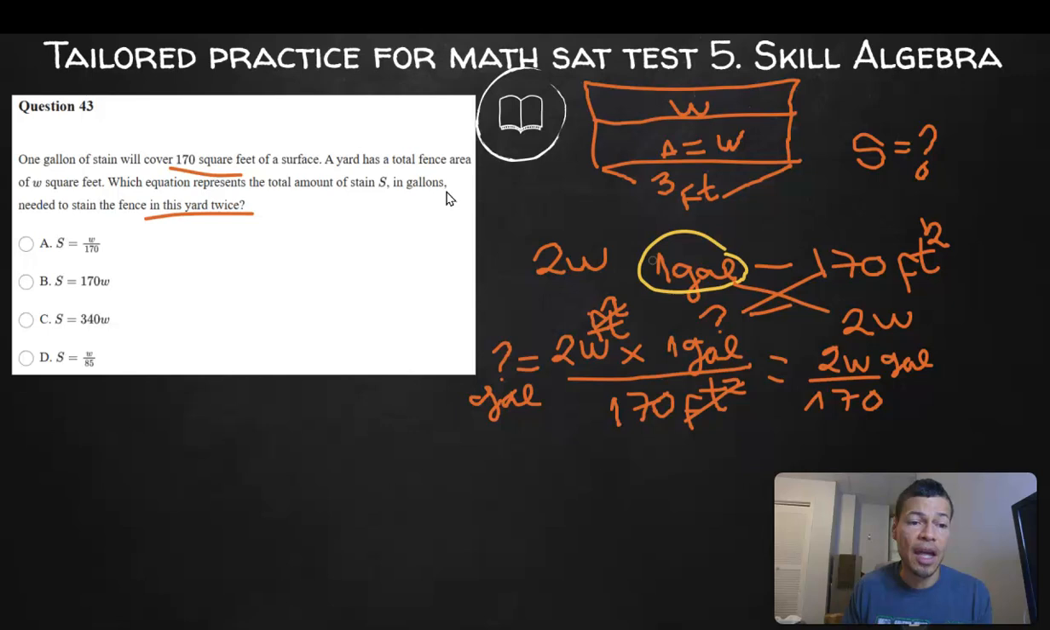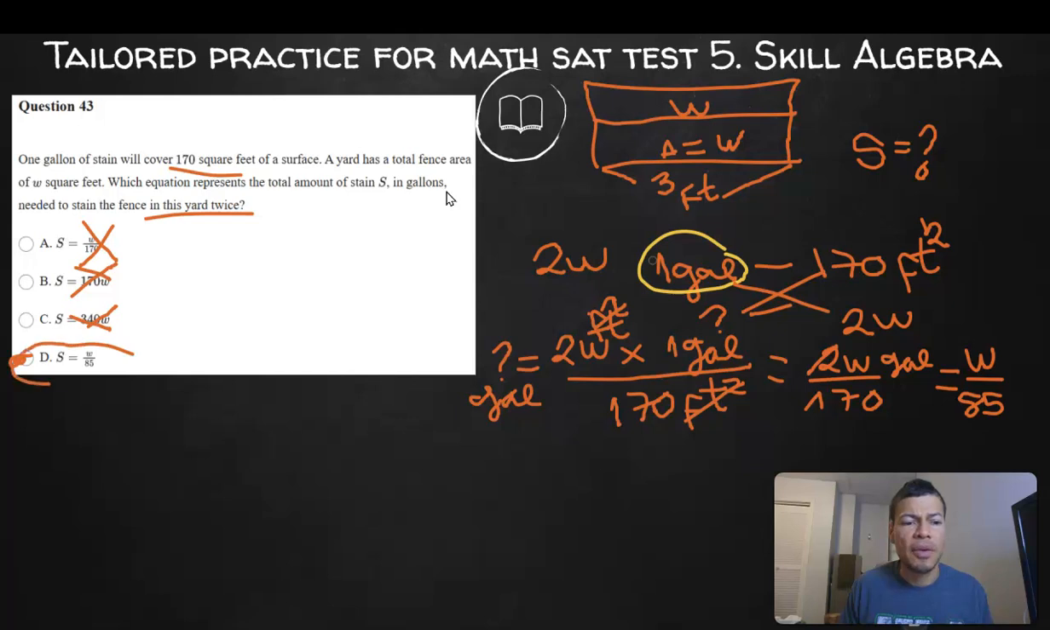Now I don't have 2W over 170 in my answer choices. It's not 170W. That's not what we have. It's not 340W. The only possible choice is W over 85. If I divide the 2 by 2, that's going to be 1W, and if I divide the 170 by 2, because I'm cutting everything in half, that's going to be 85. So the right choice in this case is option D. Okay, so this is the right choice here.